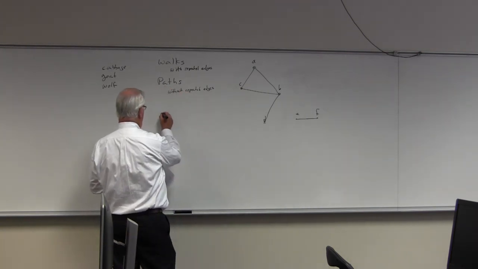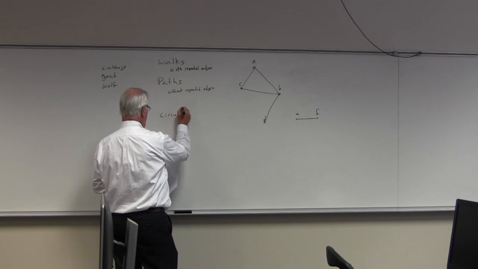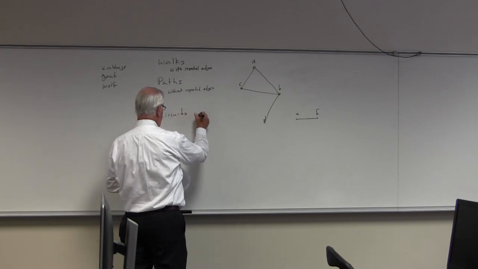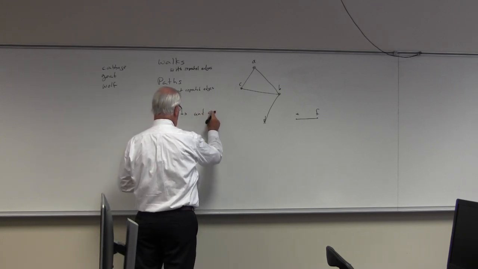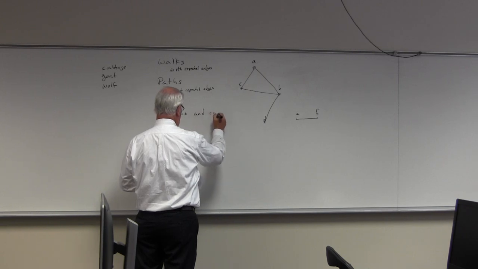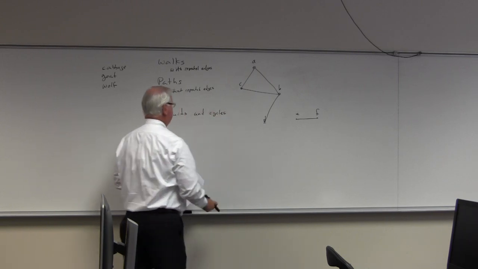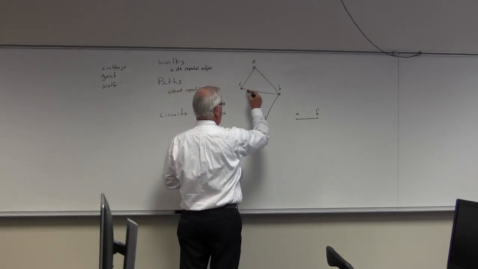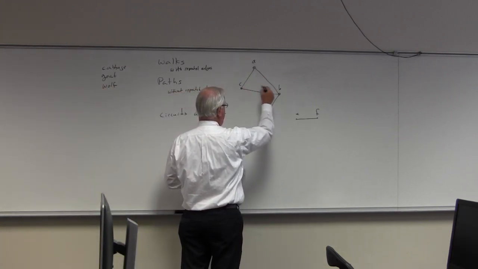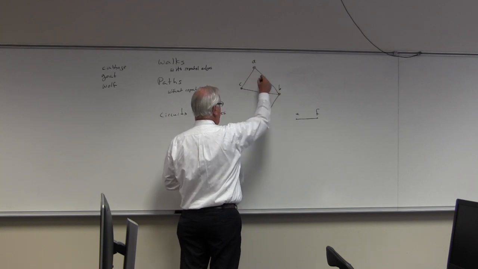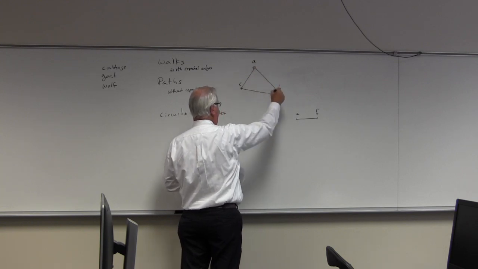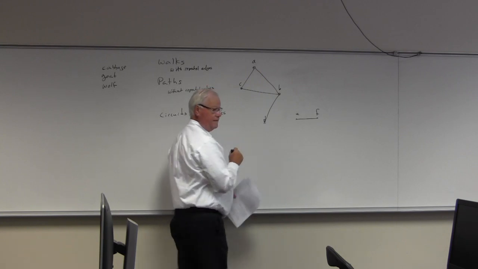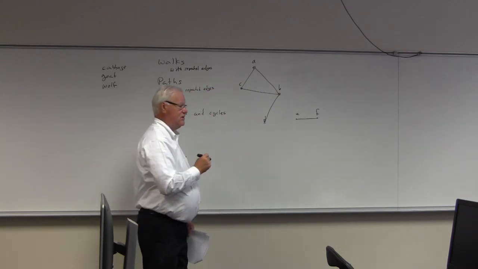So, let's talk about circuits and cycles. Notice that with A, B, and C, I can go around here. I can start with A and I can end with A, can't I? We call that a cycle.